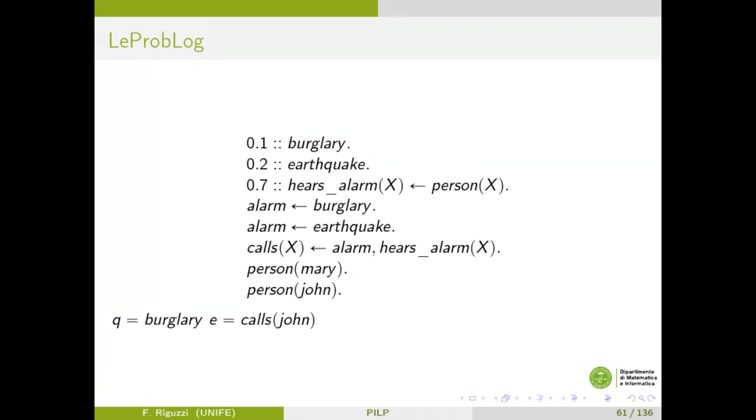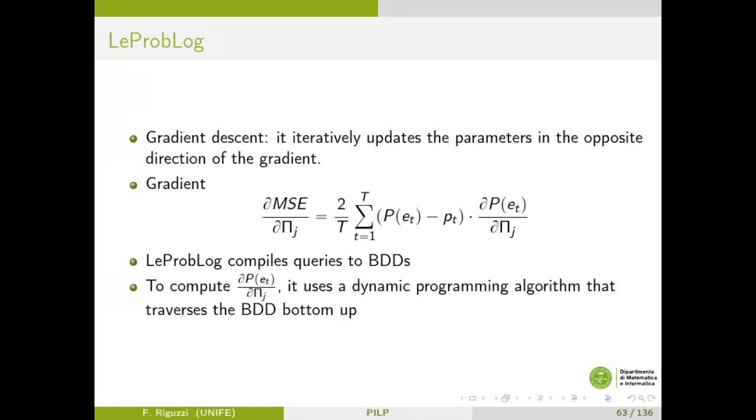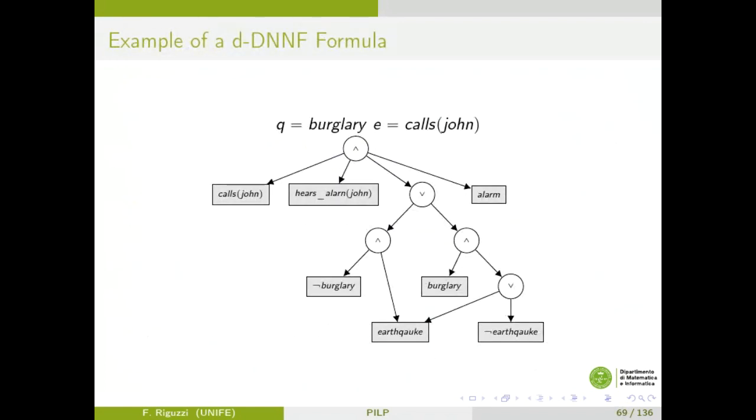Suppose you want to compute the probability of burglary given the evidence that John calls. So if you have this query and this evidence, you build this deterministic decomposable negation normal form, which is a circuit where you have AND nodes and OR nodes, and the leaves are literals of the program, which can be either positive or negative. So the query burglary given evidence calls(john) is true if you assign values to these leaves and you evaluate the circuit, and the query is true if the circuit returns 1.